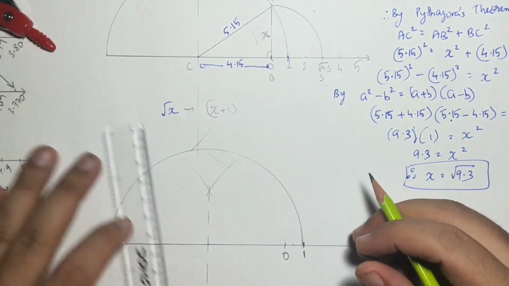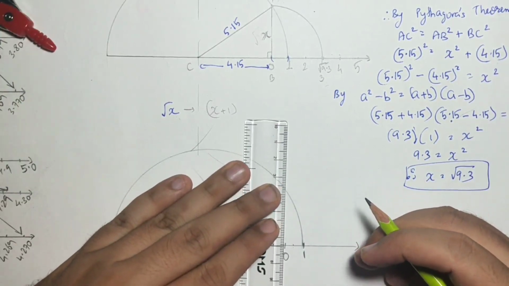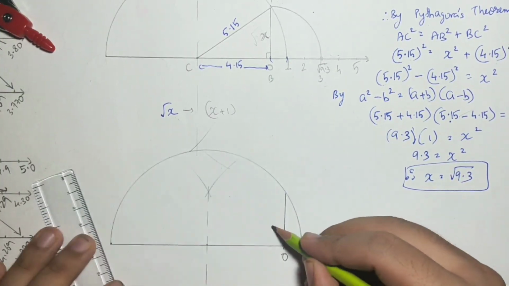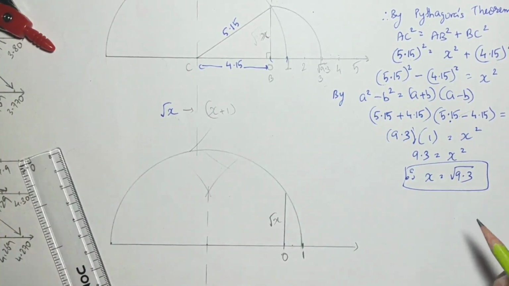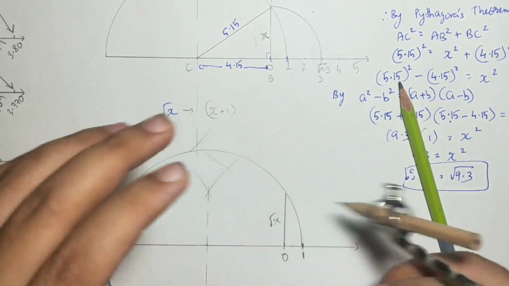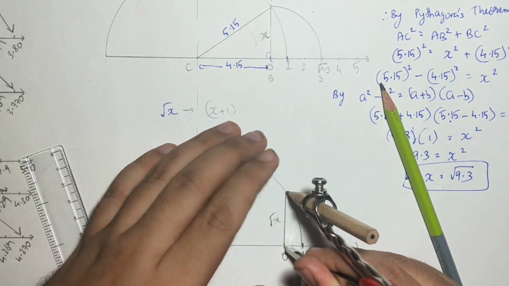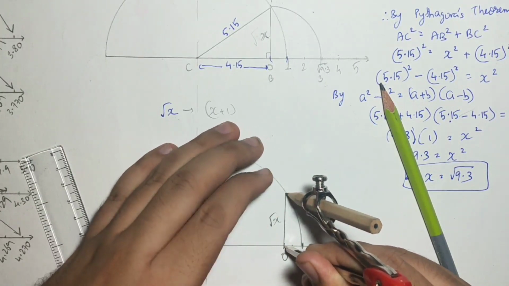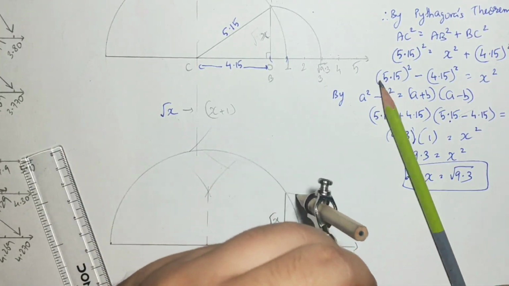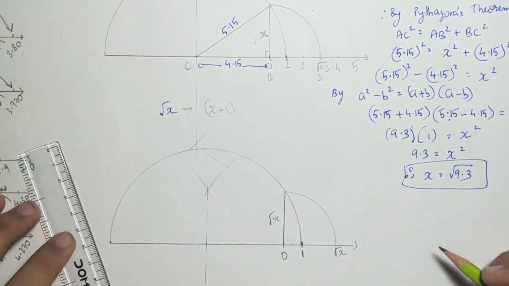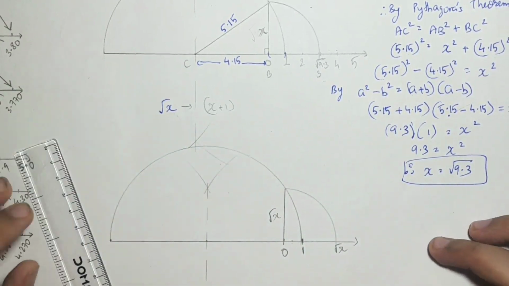After constructing the semicircle, from the 0 point, draw a perpendicular. This will be root x. So represent this root x. We will construct an arc. This point will be my root x point on the number line. This is the general way.